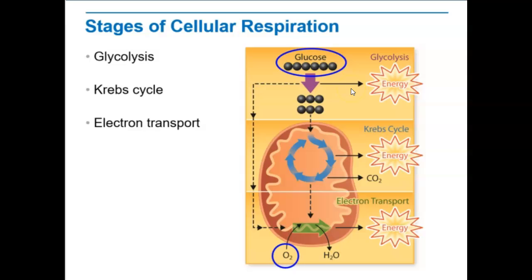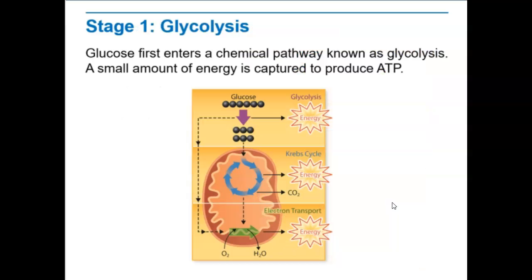Those 2 3-carbon molecules can then go into the Krebs cycle. This is where we have CO2 produced, and we have a small amount of energy. And that leads us to the electron transport chain. This is where oxygen is used and hydrogen, or H2O, is produced. And then here is the mass of our energy. We're going to go into the numbers and, like I said, everything a little more in depth later on.